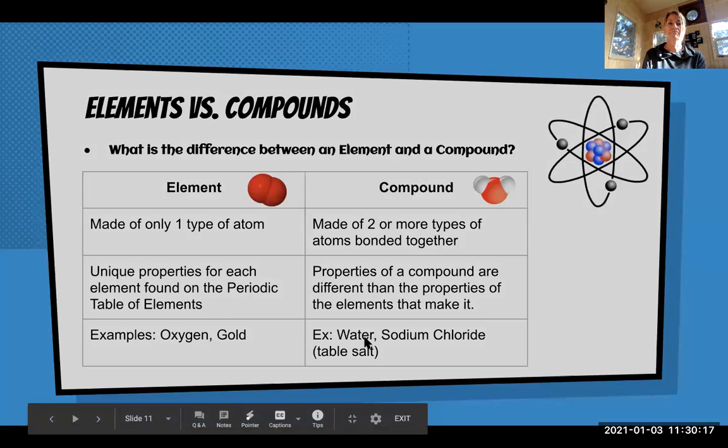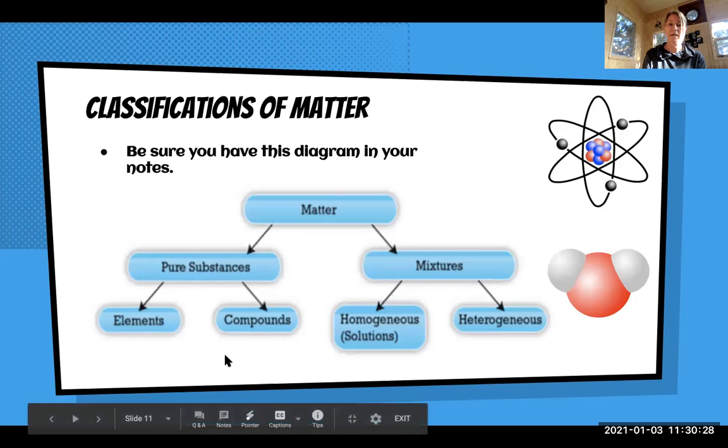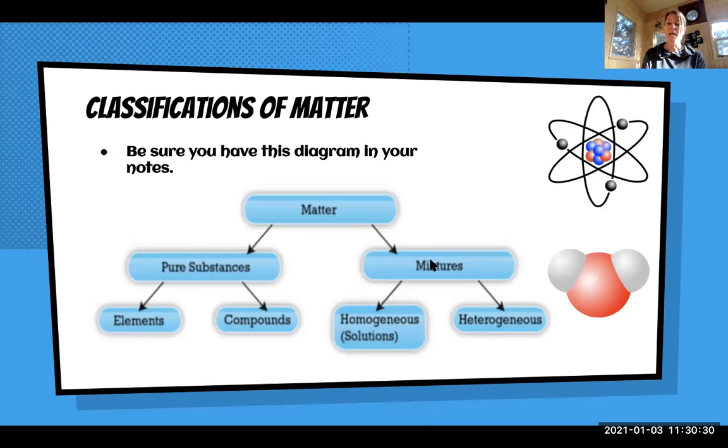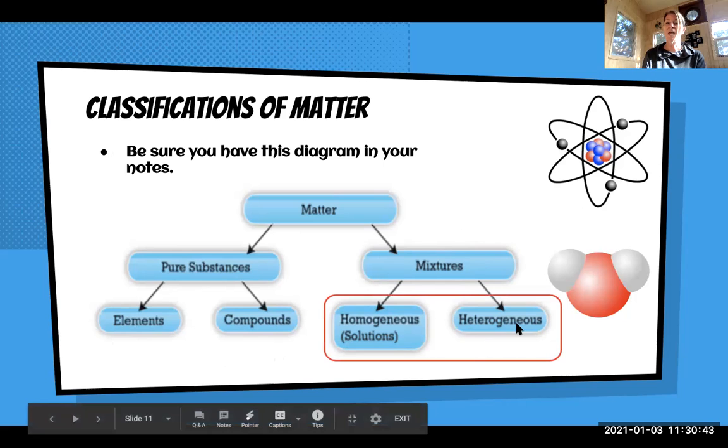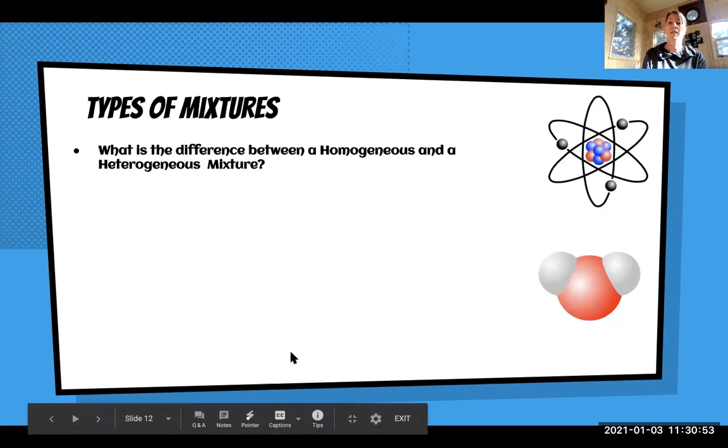Okay, moving on. So we've talked about substances, definite chemical composition, two types: elements, which only have one type of atom present, and compounds, which have multiple types of atoms present. And then we have mixtures. And we talked about how these do not have bonds between the different substances. They're just mixed together. And now we're going to talk about the two different types of mixtures, homogeneous mixtures and heterogeneous mixtures. And you may remember the prefix homo means same. The prefix hetero means different. So that might help us as we go through this process.